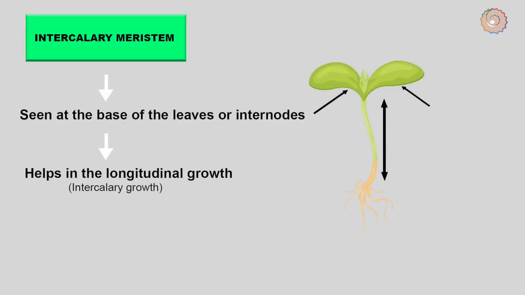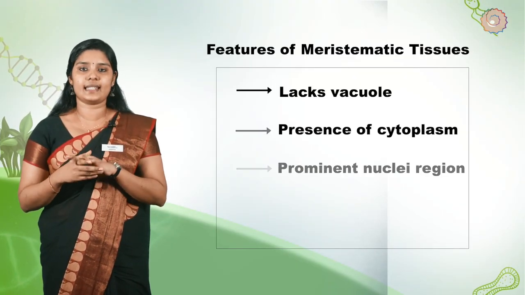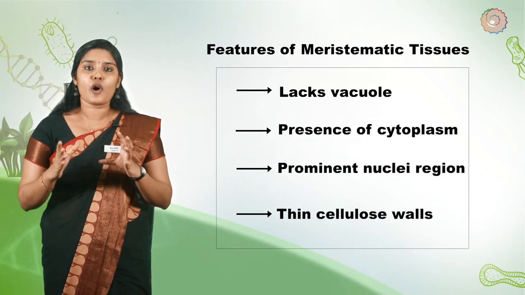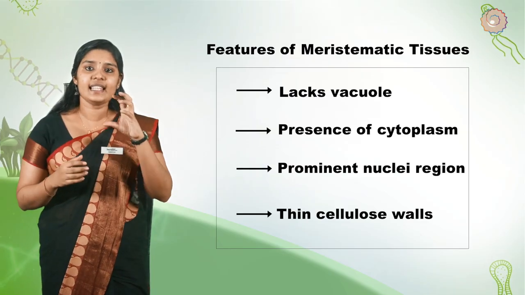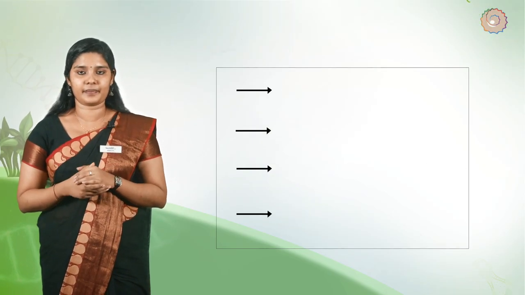Intercalary meristems are located at the base of leaves or internodes. They facilitate longitudinal growth of the plant organ, independent from the activity of apical meristem at nodes of plants. Meristematic cells lack vacuole. Presence of cytoplasm, prominent nuclear region and thin cellulose walls are other features of meristematic tissues.